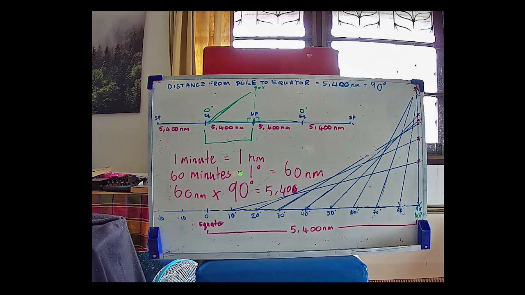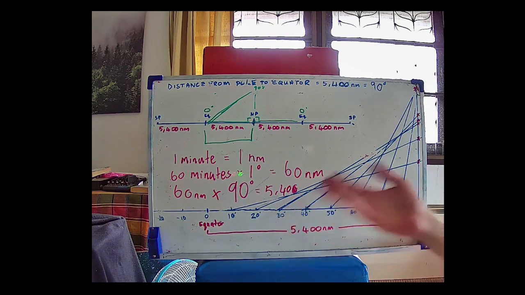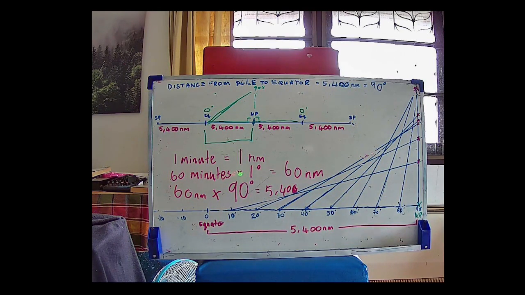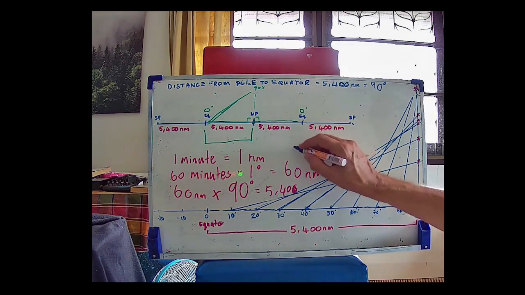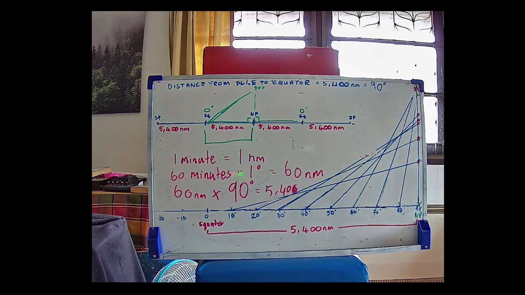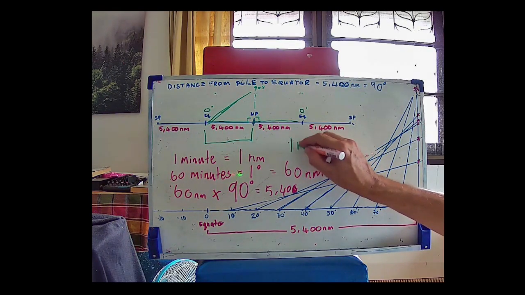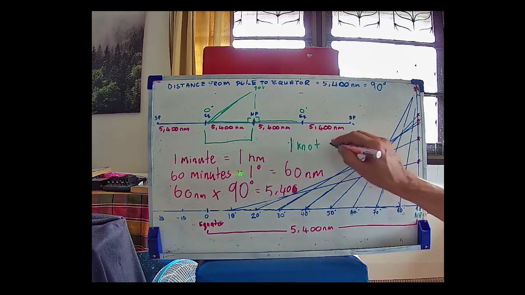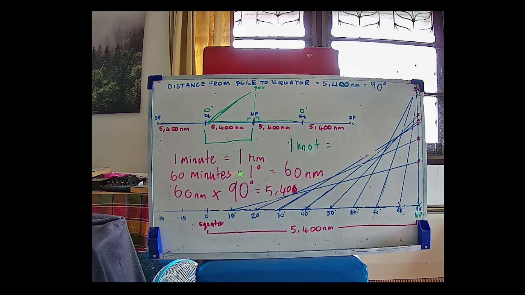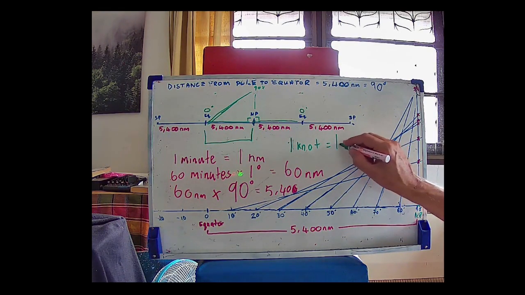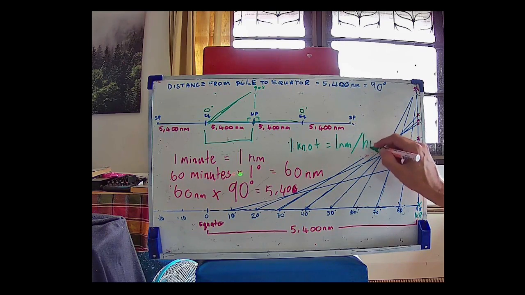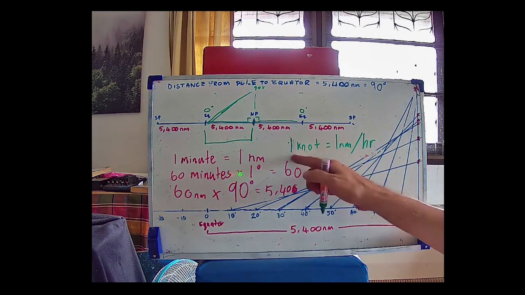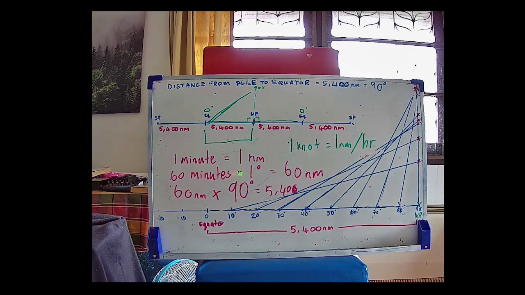Now, that's why we talk about knots. And you go at a speed of knots on the sea or in the air. Sorry, this is getting a bit cluttered, but 1 knot is equal to, just check this for sure, 1 nautical mile per hour. Okay, 1 knot is equal to 1 nautical mile per hour.